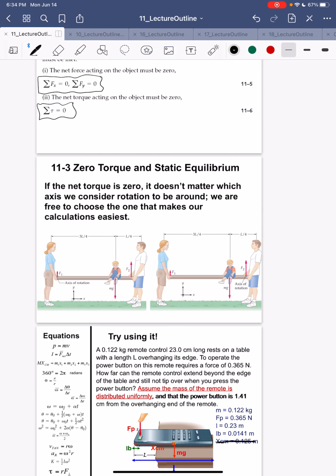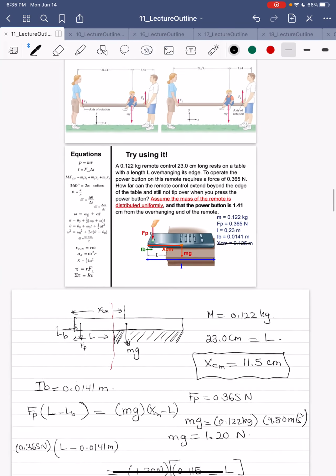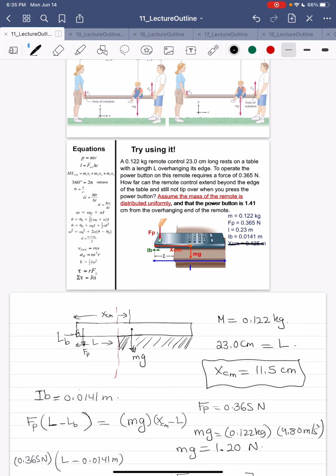Now, this is really one of the examples from the textbook. The net torque is 0, so it doesn't matter which axis we consider rotation to be around. We are free to choose the one that makes our calculation easiest. The choice of axis is completely arbitrary, but one choice will make it very difficult to solve the question, and another will make it very easy. I usually suggest calculating torque about a point where we have more of the forces that are unknown. If you have a point where the forces are not known, choose this point as your axis of rotation for the calculation of torque.